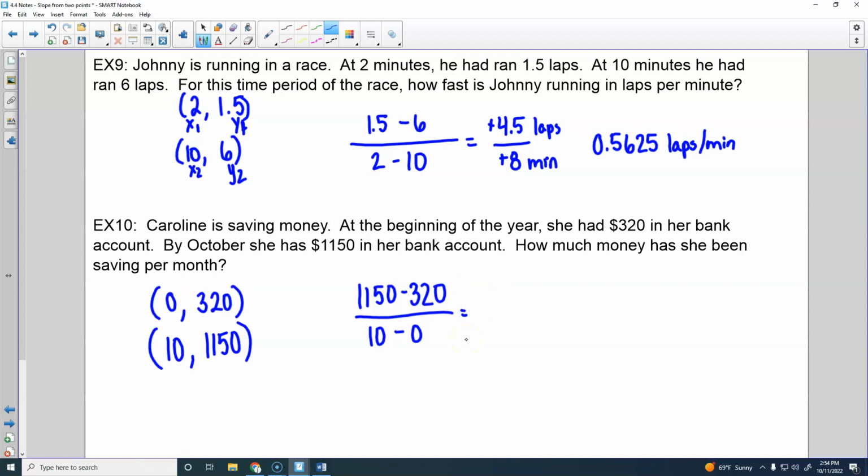So 1150 minus 320 is going to give us 830 over 10, and this is dollars, and this is months. So if we divide by 10 here, we'll get $83 per month. So Caroline is saving $83 per month. Okay, questions?